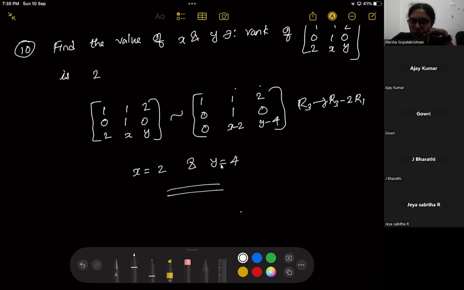If this condition is satisfied, obviously the rank will be 2 because in 1, 1, 2, 0, 1, 0 only 2 non-zero rows are there, and they are not dependent. So the rank will be 2 if x equals 2 and y equals 4, because the third row is going to be the zero row in that case. Fine. Any doubt? Anyone?